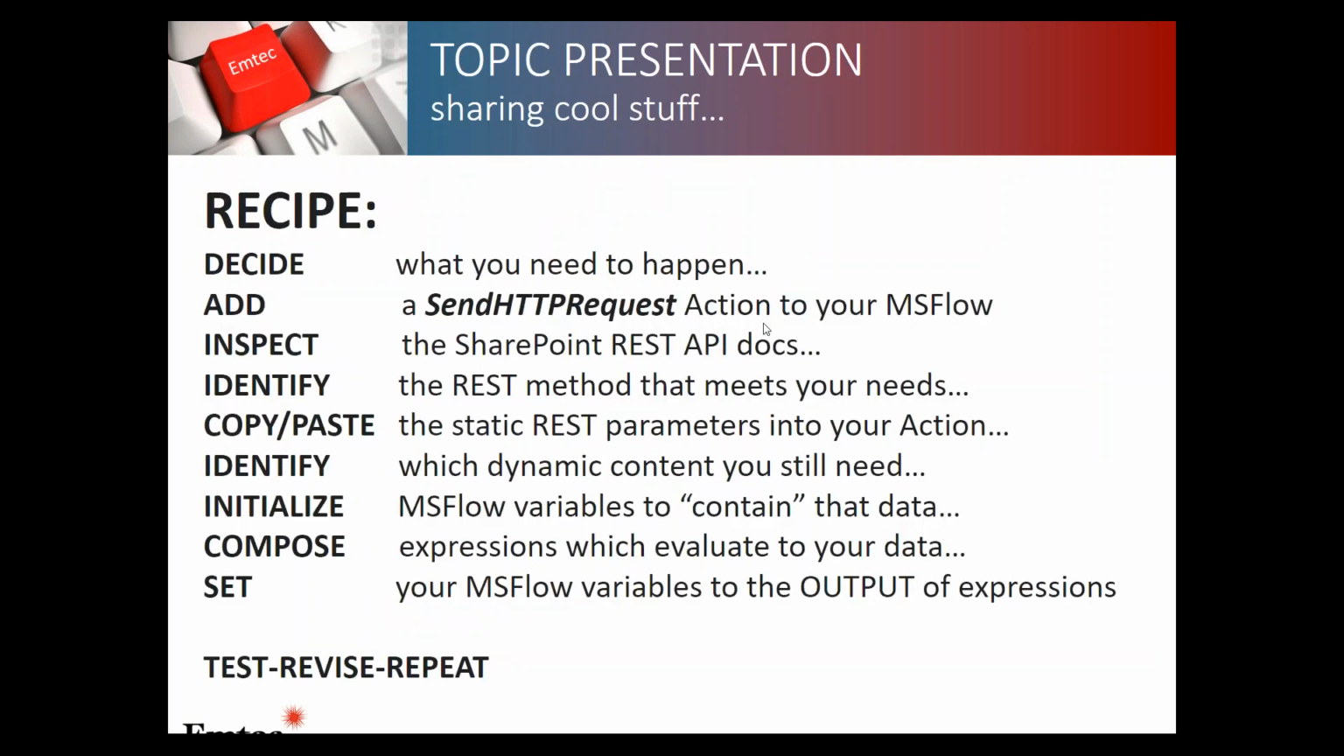The recipe is you've got to decide what you want to happen. You have to add a Send HTTP action to your flow. You inspect the REST API documents to see what kind of call you need to make. You identify the method that's going to meet your needs. You copy and paste the pieces of the parameter out of the documentation and into your little action. You identify where you need the content to be dynamic. Where are you extracting something from, a form, some kind of a variable? You're going to initialize Microsoft Flow variables to contain that data, and you'll see how simple it is. You'll compose the expressions to actually evaluate that little piece of data.